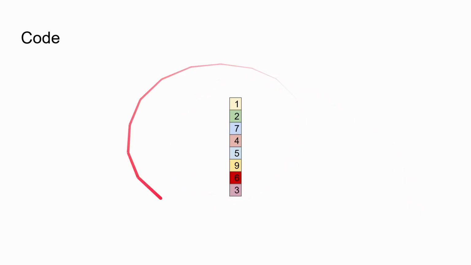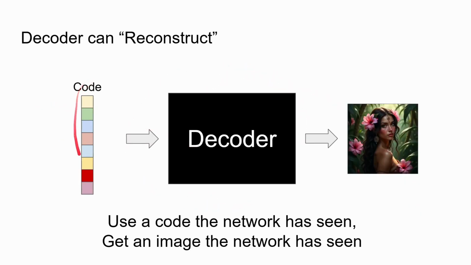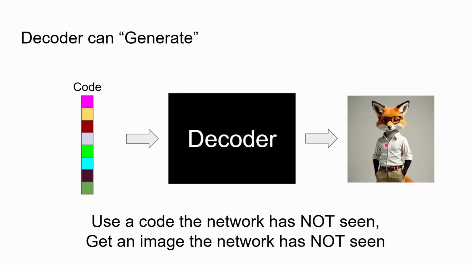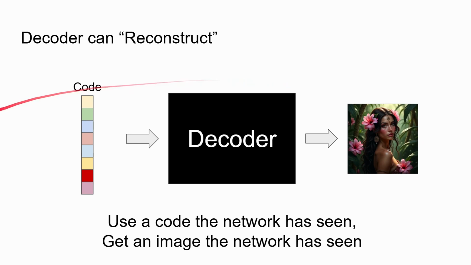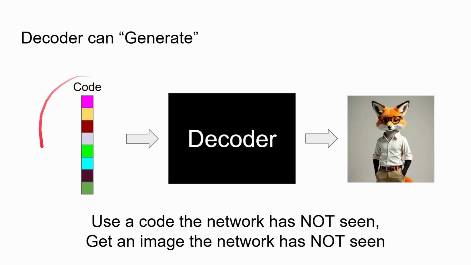That code being a collection of numbers, what we hope we can do is, we take the codes that work for what we call reconstruction, or giving us images we've seen, and if we change them, still being code-like, but totally different numbers, hopefully we get an image that the network hasn't seen, right? New code, new image. That's the idea. So the decoder can both reconstruct if we give it a code it's seen. It can generate if we give it a code it hasn't seen.